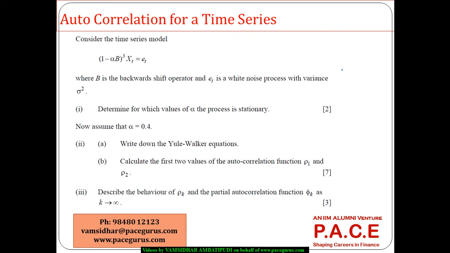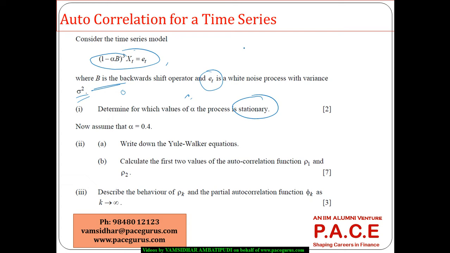Let's look at this particular question with respect to autocorrelation of a time series. Consider this time series model (1 minus alpha B) whole cube X_t equal to e_t, where B is the backward shift operator, e_t is white noise with variance sigma squared and mean 0. Determine for which values of alpha the process is stationary.